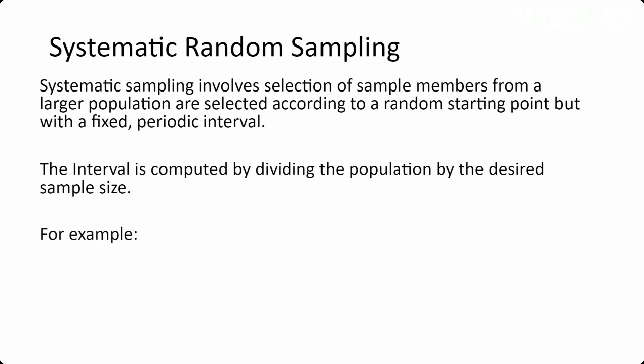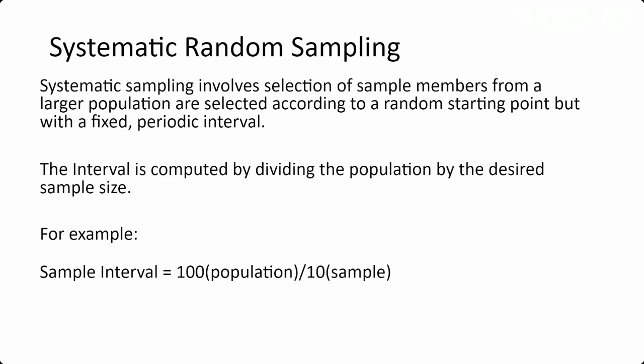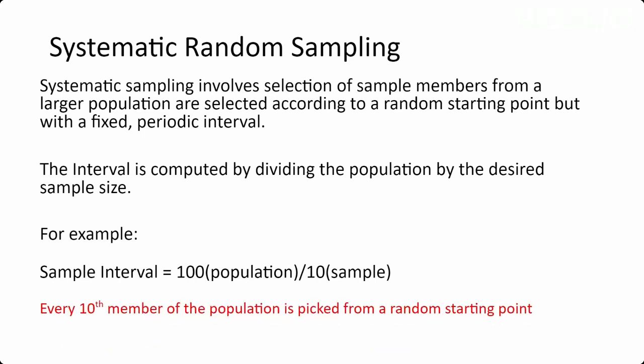So let me show you the example. In our case here, we have, for example, a population of 100. If our desired sample size is 10, then our interval will be 10. 100 divided by 10 is 10. So every 10th member of the population will be picked as a sample, depending on your starting point. Definitely, your starting point has to be random.